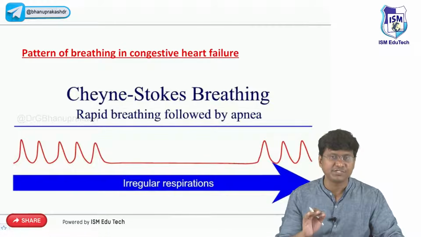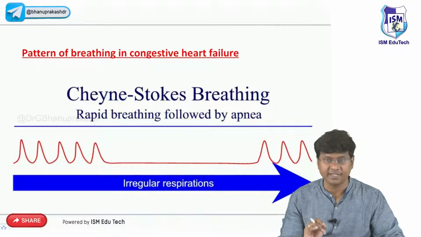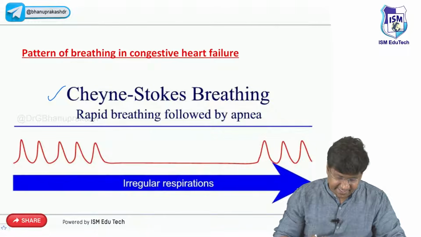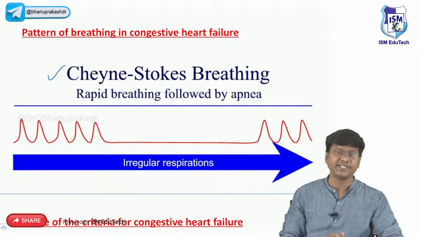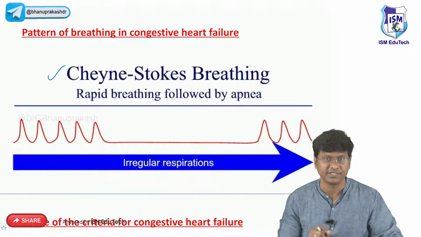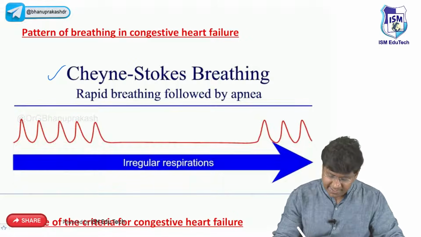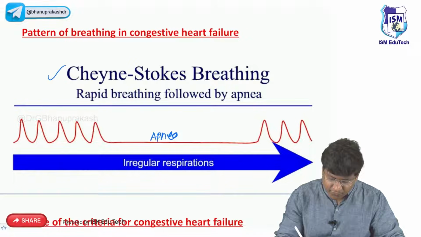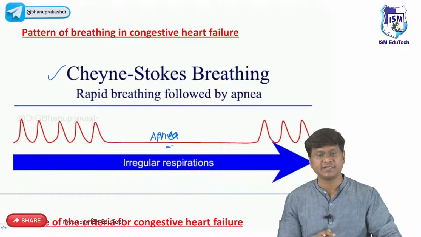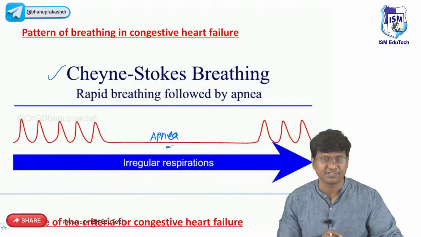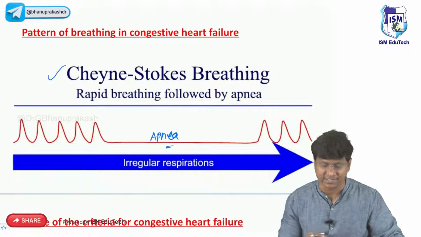Now, on examination, what is a characteristic breathing pattern in patients with heart failure? They have the characteristic breathing pattern called Cheyne-Stokes respiration, or Cheyne-Stokes breathing, where the individual will have an increase in respiratory rate for a certain period of time, and then there will be apnea. Followed by that, again there will be an increase in the respiratory rate. This is what is called Cheyne-Stokes respiration, characteristically seen in congestive heart failure.